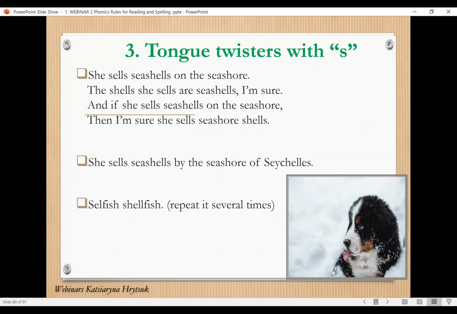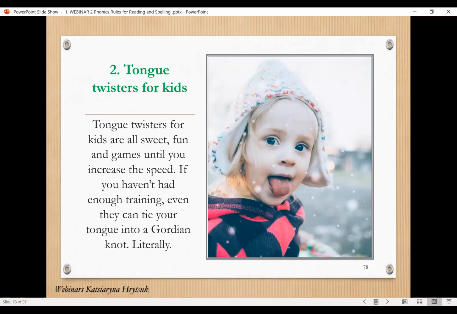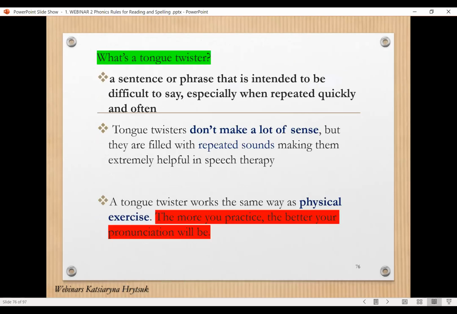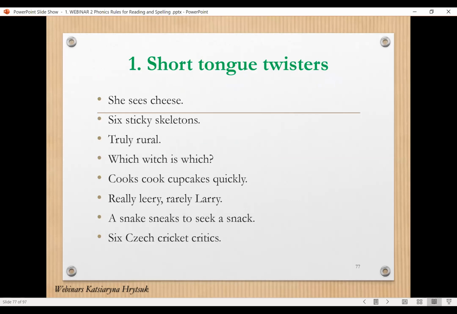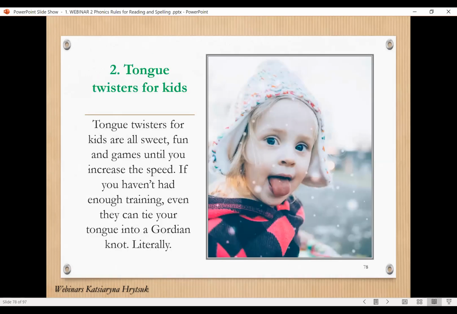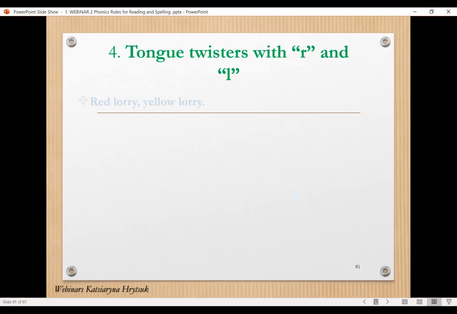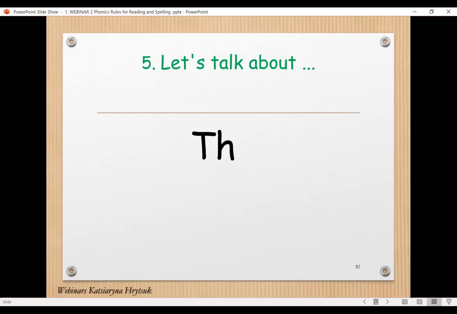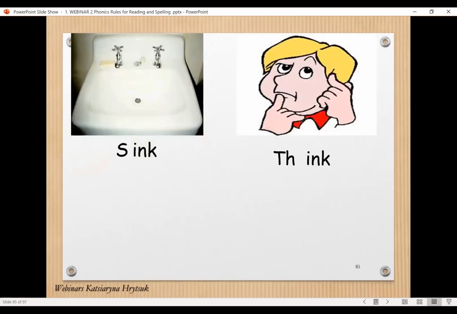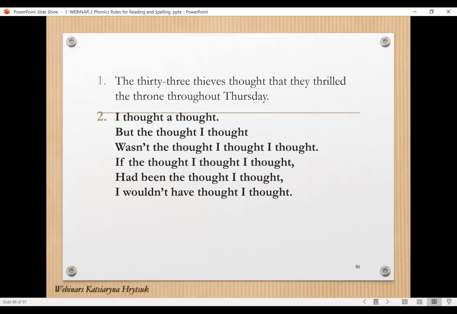Which one? Six sticky skeletons, six sticky skeletons. Wow. I thought, but the thought I thought wasn't the thought I thought. If the thought I thought had been the thought I thought, I wouldn't have thought I thought. Bravo. Very good. Good job, Lera. But next time you cannot look at this tongue twister. Now you read, but next time you cannot read.